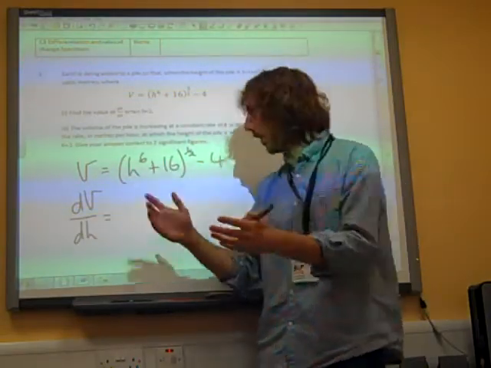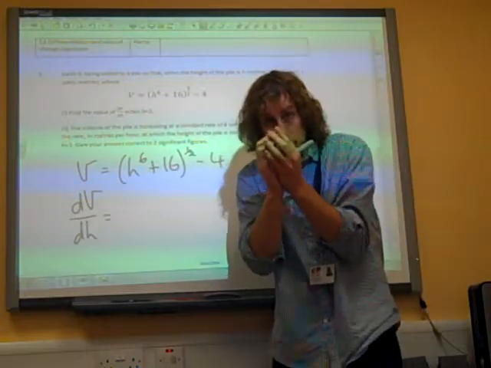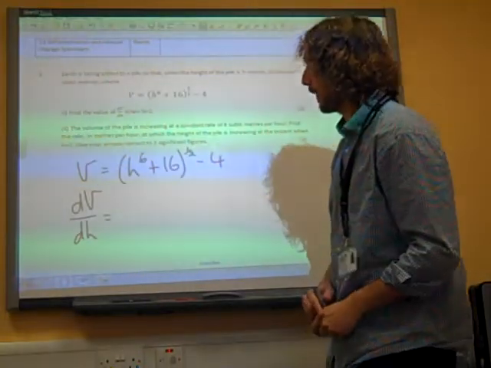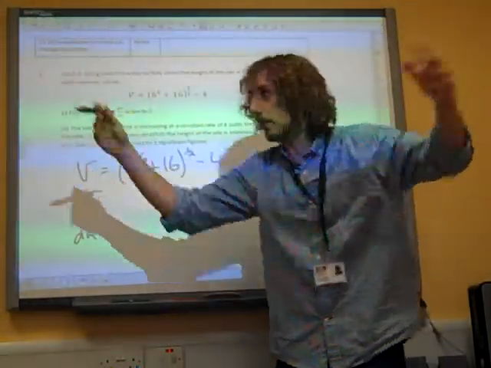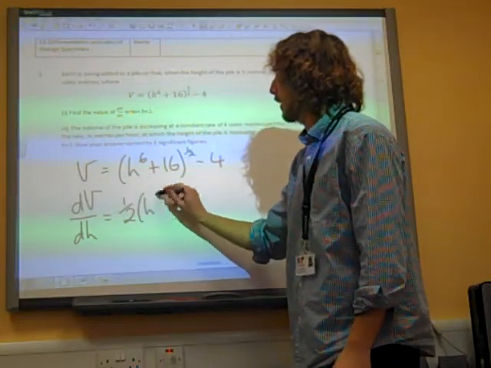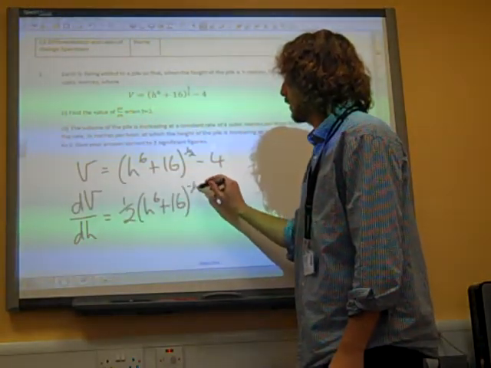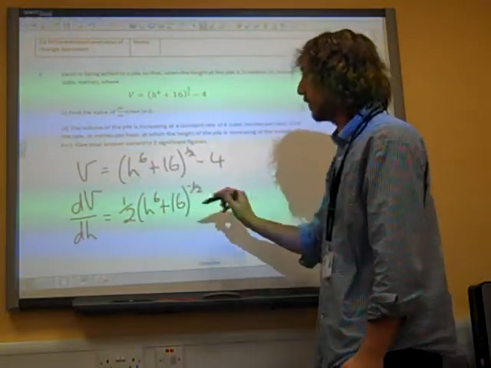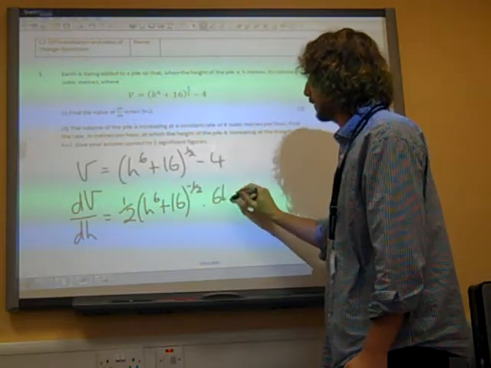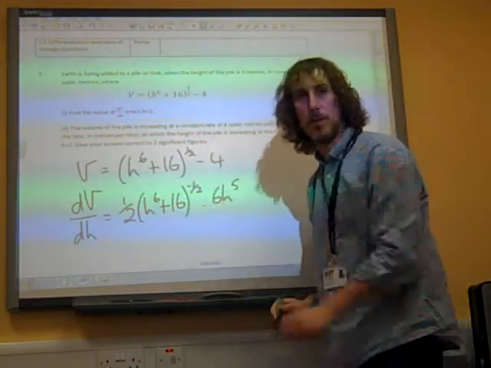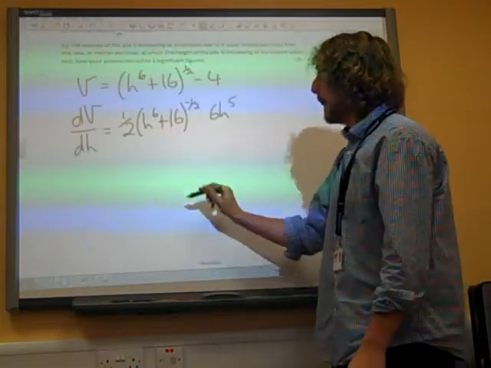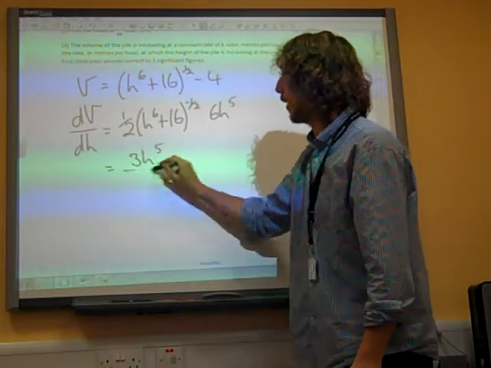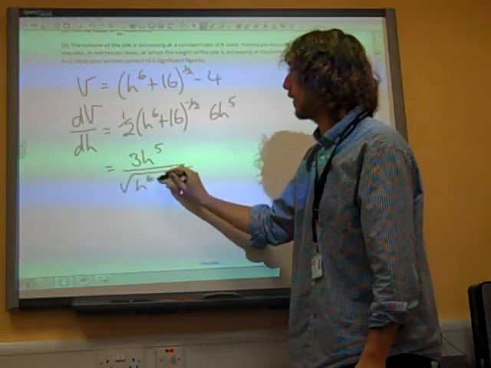This is chain rule. It's a function of a function. The inside function is h to the 6 plus 16, and the big function is something to the power of half. So we differentiate the big thing first: half (h to the 6 plus 16) to the minus half, times the derivative of the inside bit, which is 6h to the 5. The minus 4 differentiates to 0 as a constant. We don't need to do too much tidying up. We have 3h to the 5 over the square root of h to the 6 plus 16.